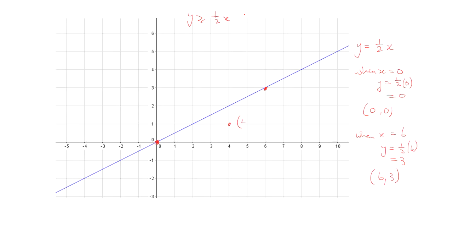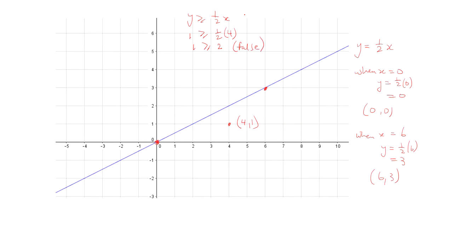This point is (4, 1). You can choose any point, right? So let's substitute it into the inequality and see if the statement is true. So Y is 1, is it greater than or equal to a half times X, which is 4? So therefore 1 is greater than or equal to 2. This statement, 1 is greater than or equal to 2, is false.